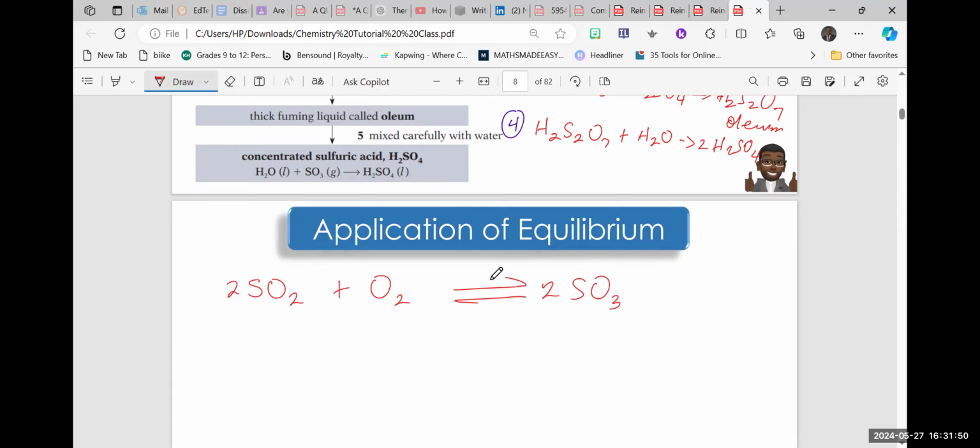Now, number one, I told you something about this reaction. The reaction is exothermic. That means the forward reaction is exothermic. So if the forward is exothermic, the backward is endothermic. Right? So let's see the effect of increase in pressure on yield.